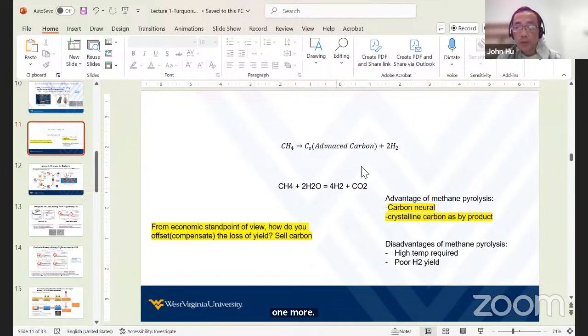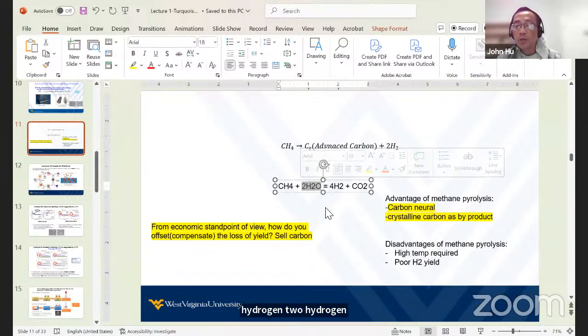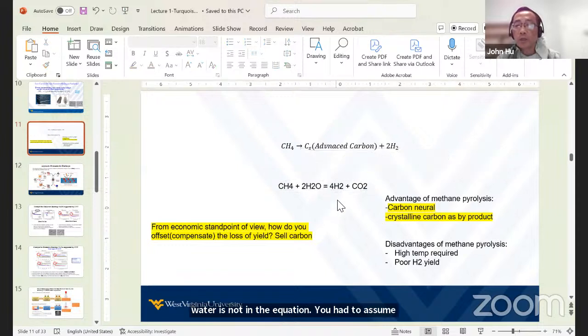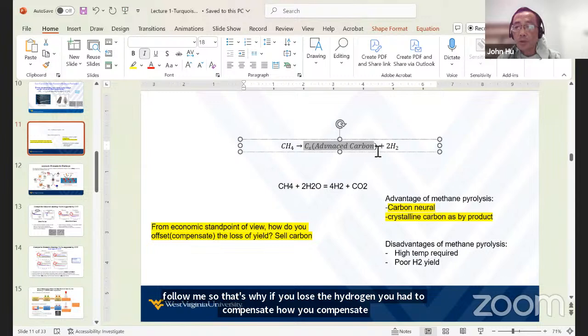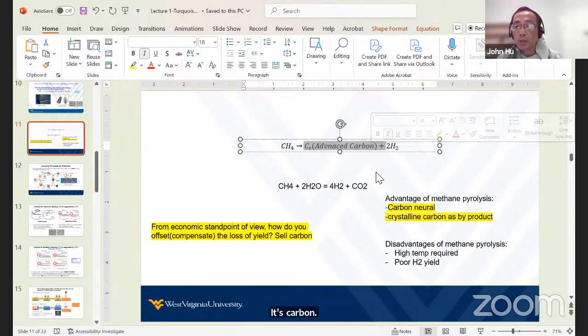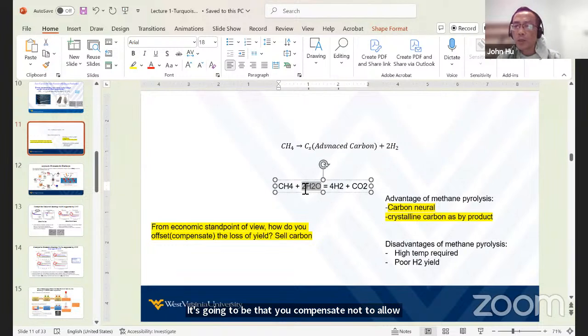4 hydrogen, 2 hydrogen. Water is not in the equation. You have to assume water is free. You follow me? That's why if you lose the hydrogen, you have to compensate. How do you compensate? This carbon. You compensate that to allow loss of hydrogen. So I do not understand your question about the water. Why is water in the picture?